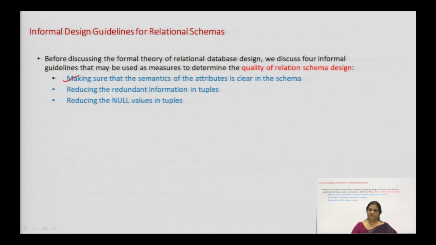That is, if we have a relational schema, let's say R, with the set of attributes A, B, C, D, then the semantics of the attributes should be clear: what do the attributes indicate, and why have the attributes been included in this relational schema.